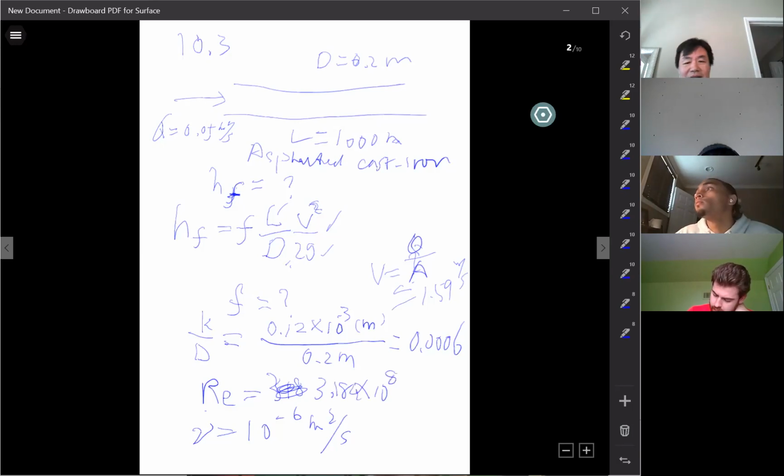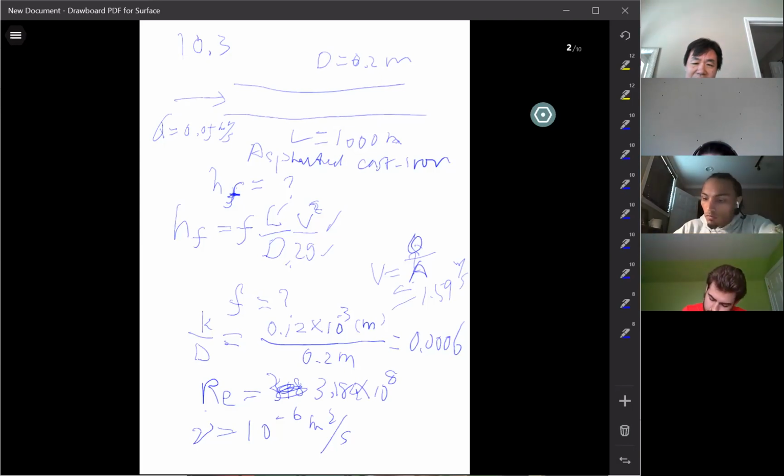Does everybody agree? Did you say 10 to the negative 4? 10 to the negative 6 is down there for viscosity. I don't think the Reynolds number will be 10 to the 8. Using the equation with the kinematic viscosity, that is what I got: 3.148 times 10 to the 8. It's a big number. Let me ask everybody else, do you agree? That seems too big to me.